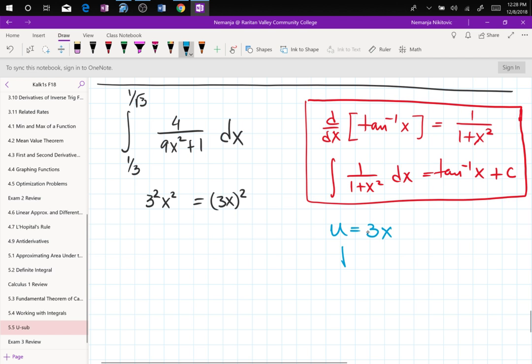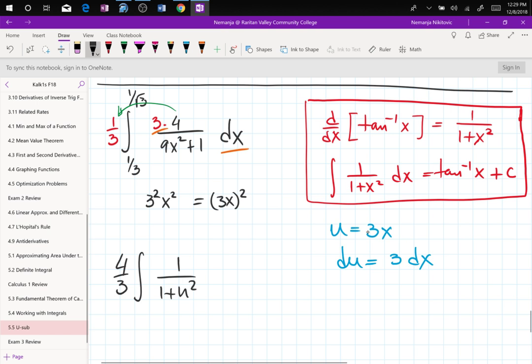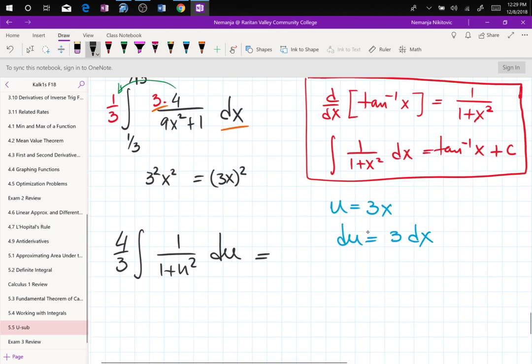3x, du equals 3dx. I don't have the 3, so I will multiply by 3 and divide by 3 on the outside. So now the 4 will have to kick out. Kick the 4 out. So we have 4/3 integral. And now in orange, 3dx is my du. So I have 1 over 1 plus u squared, or u squared plus 1, doesn't matter, du. And that is exactly the form for our inverse tangent.